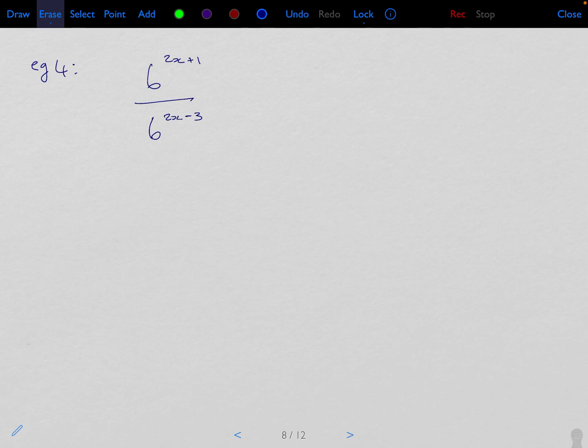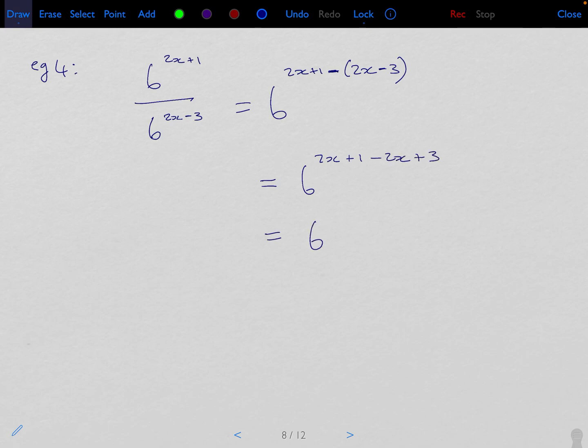If you use the rule and you say 6 to the 2x plus 1 minus everything at the bottom, notice the position of the bracket. You're not minusing the first bit, you're minusing the whole thing, just like we've done for all the algebra. So this is 6 to the 2x plus 1 minus 2x plus 3. So there's 6 to the power 4. That's an improvement, right? 6 to the power 4, it's big.